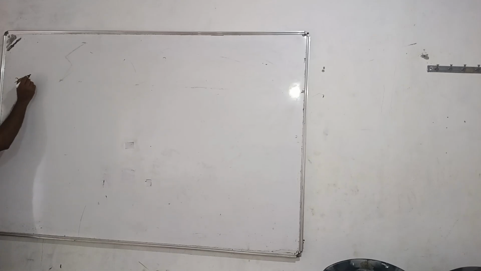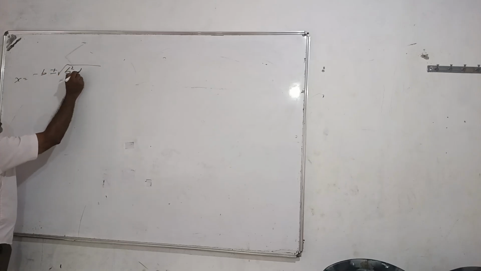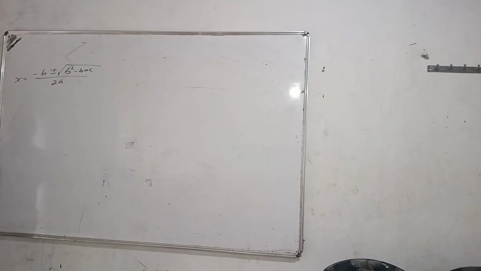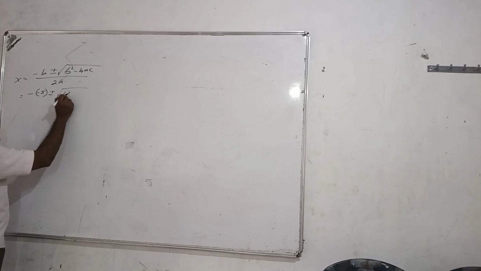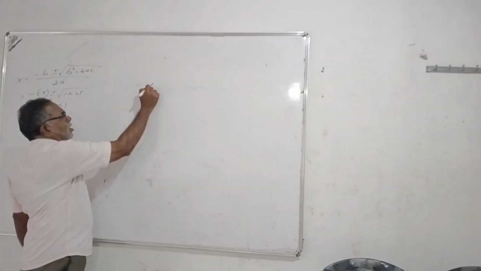Then x is equal to minus b plus or minus root b square minus 4ac divided by 2a. Minus b, that is minus of minus 5, plus or minus root 1225 divided by 2 into 1. That is minus into minus plus 5, plus or minus. What is the square root of 1225? Find out by the factorization method.